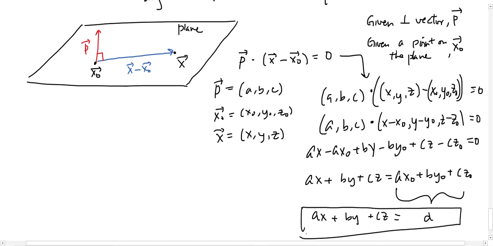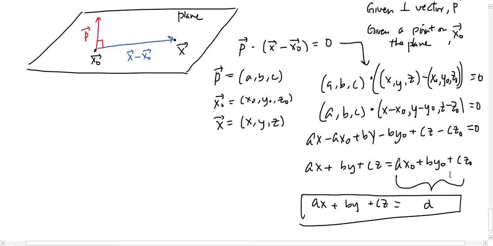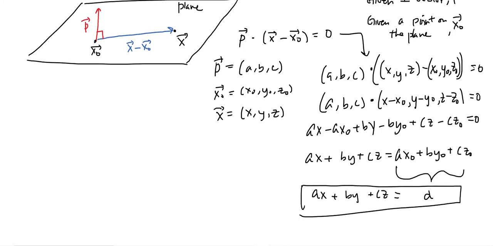Notice the standard form of a plane mirrors the standard form of a line. A, B, C, the coefficients for x, y, and z, are the perpendicular vector. And then the constant d is the dot product between any one point on the plane and the perpendicular vector. Both of those mirror exactly the same thing as a line.